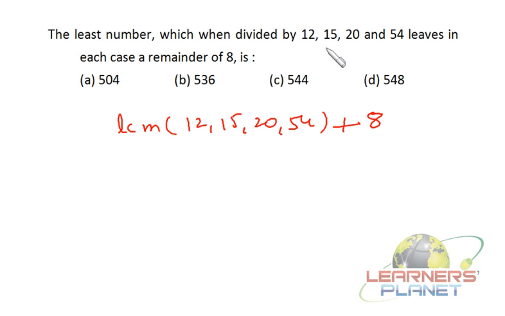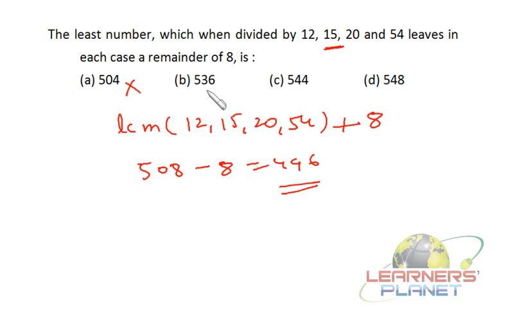Here we have been given a number 15. That means it is multiple of 5. Now if we go by option, let's take the first option. If we deduct 8 from 504, we'll be getting 496. Now 496 is not multiple of 15, since it is even not multiple of 5. So it won't be the right choice.